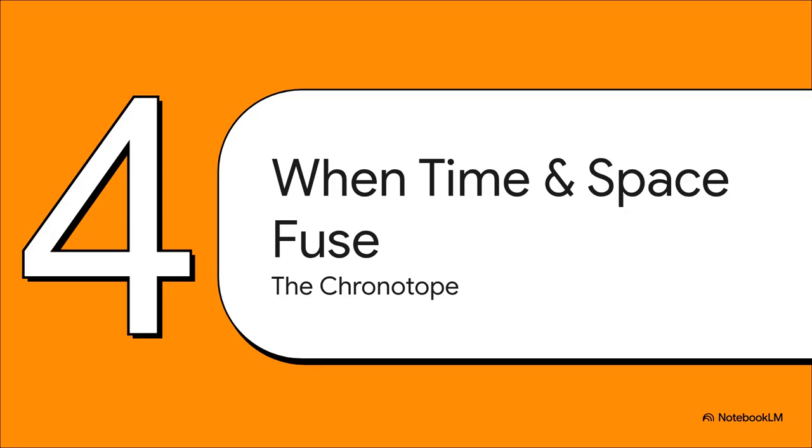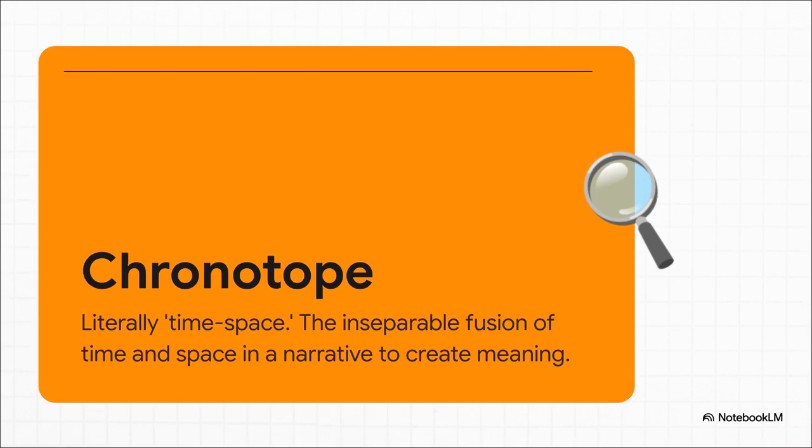Okay, so we've got time and we've got space. But the real master-level craft, that's what happens when a storyteller doesn't just use them separately, but melts them together into something totally new and powerful. There's this incredible concept from a Russian theorist named Mikhail Bakhtin called the chronotope. It's a fancy word, but it literally just means time-space.